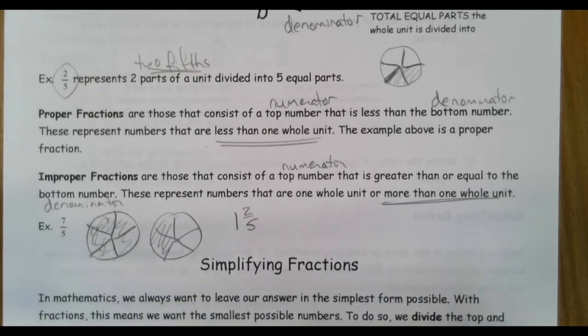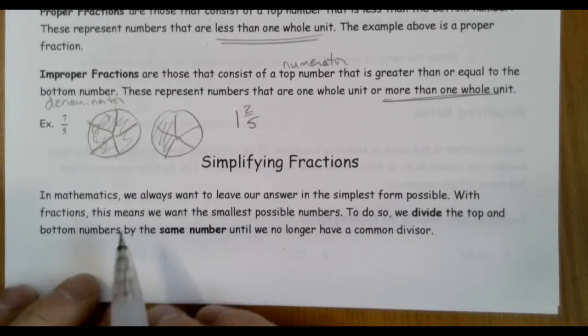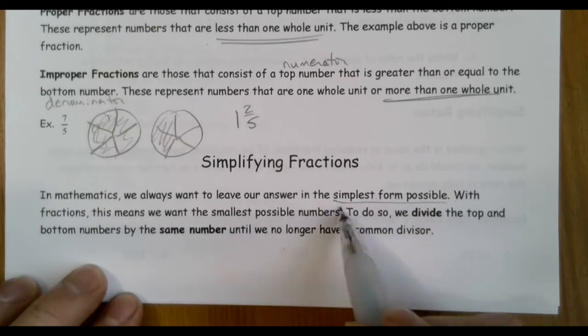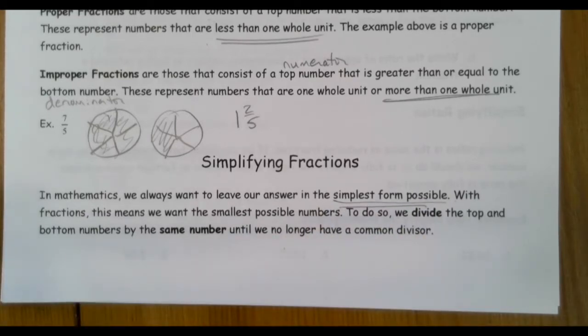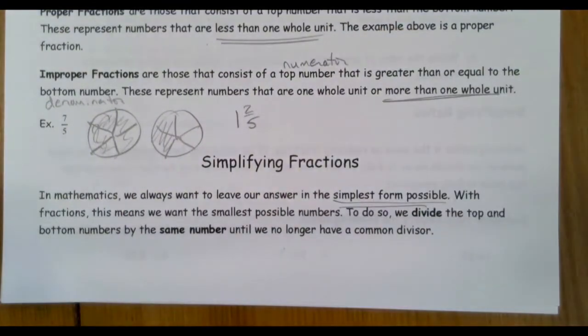Now, simplifying fractions. In mathematics, we always want to leave our answer in the simplest possible form. The reason for that is when we do stuff with those answers, if we can take an expression and rewrite it in a form that's got smaller numbers, but it's still the same thing, that is a huge bonus for us. So with fractions, that means we want the smallest numbers possible. To do so, we divide the top and bottom numbers by the same number until we no longer have a common divisor.